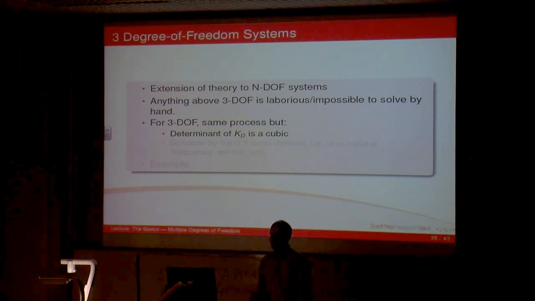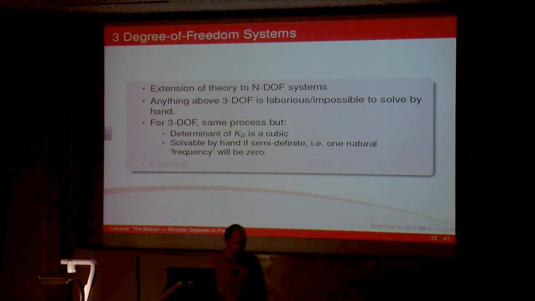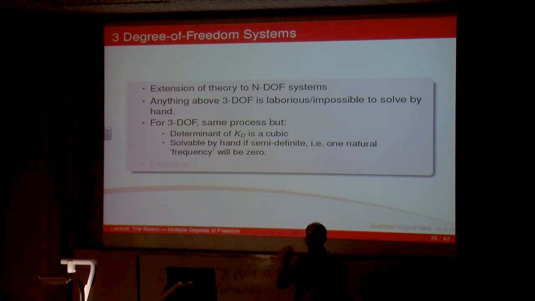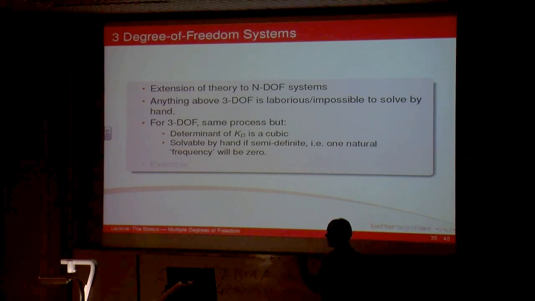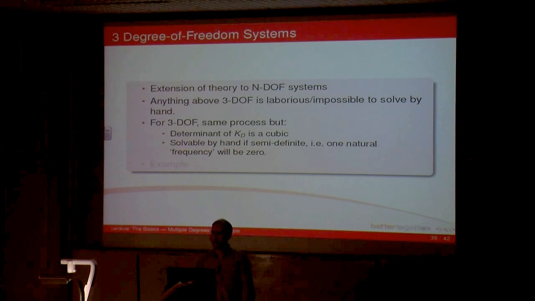Okay? Now there isn't a nice little formula that you can use to solve a cubic equation. So what we do is, if you've got a semi-definite system, you know that one of the omegas is 0. So you don't need to worry about one of them, and you end up with an omega 0 times a quadratic. You can then solve it using the standard equation.